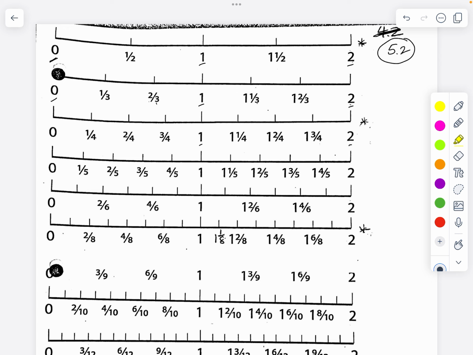Okay, recording now. This is lesson 5.2, comparing and ordering mixed numbers and improper fractions. Before watching the recording, please make sure that you have the 5.2 worksheet in front of you, which looks like this. It should be 5.2, so you can cross out 4.2 and write 5.2.